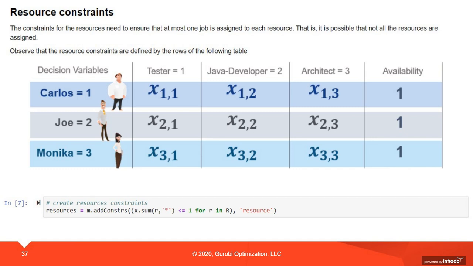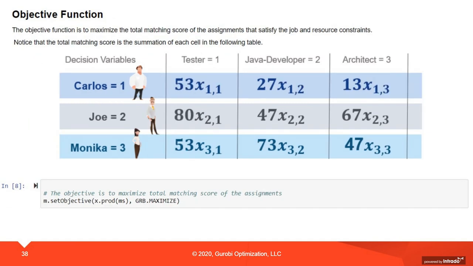And remember that it is possible that the resource cannot be assigned, so that's why we have a less than or equal inequality, and the right-hand side is one, meaning that this resource is available. And the second argument is the name of each of these constraints, and we call it resources.